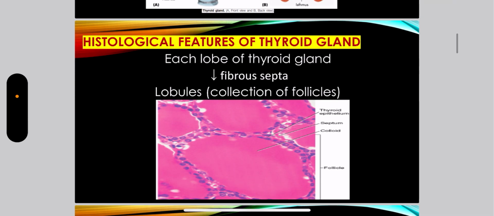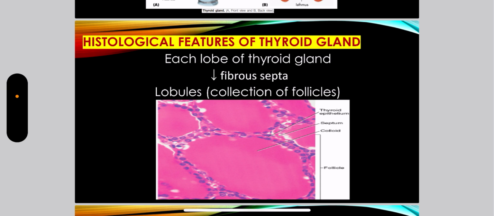Now about the histological features. As we note, there are two lobes of this gland, and each lobe of thyroid gland is divided into lobules by several fibrous septa. You can see in this figure, septum is dividing lobes into lobules. What do you understand by lobule? Lobule is a collection of several follicles or acini.